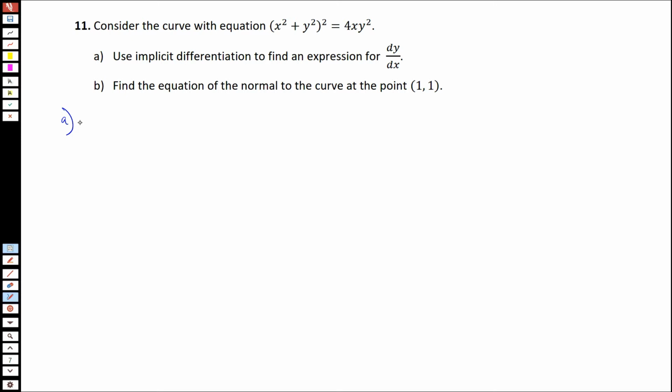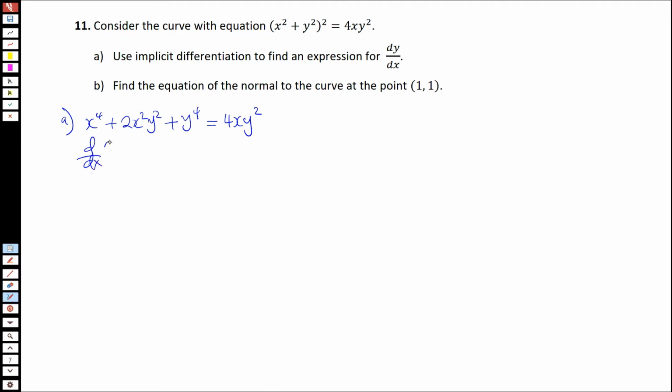So expand the left hand side, and that will be x to the power 4 plus 2x squared y squared plus y to the power 4 will be equal to 4xy squared. And then we can differentiate this equation implicitly.